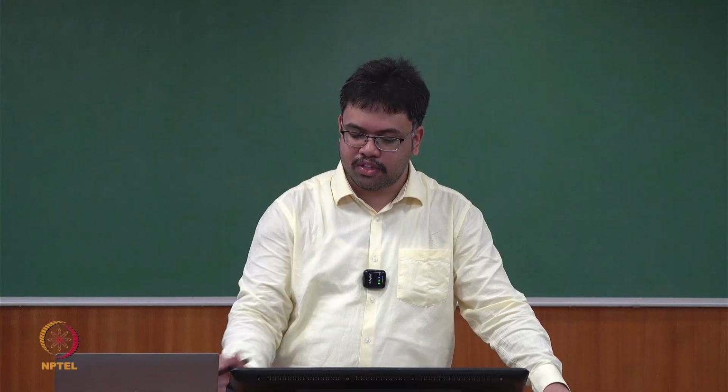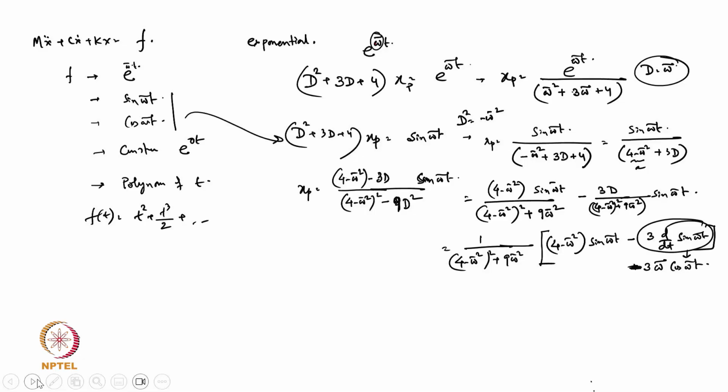So one is f equal to e to the power i omega t type function, which is an exponential function. We have seen how to solve the exponential function. We can just substitute D equal to whatever the omega in e to the power omega t is, so that e to the power omega we can substitute.